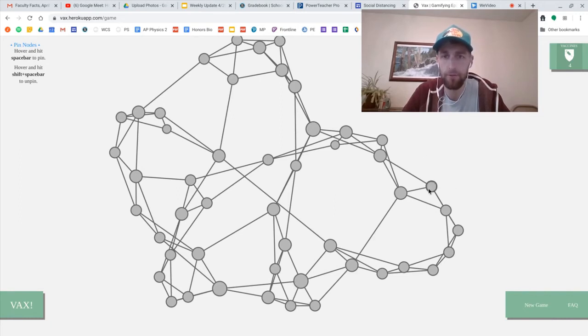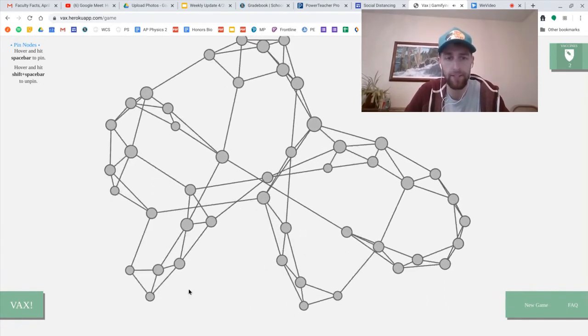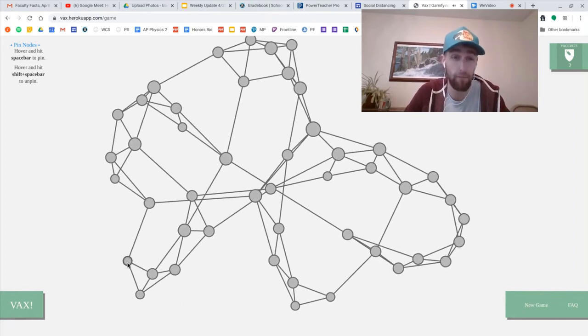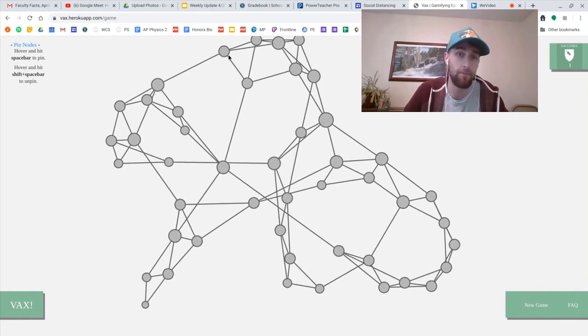So here are a couple 3s over here. This one only has contact with 3, so it's a smaller circle. So you may want to take that into consideration when you are giving your vaccines. So I'll just give a couple random vaccines here. I'm not going to give away my super secret strategy for beating this game. I'll let you figure that out.